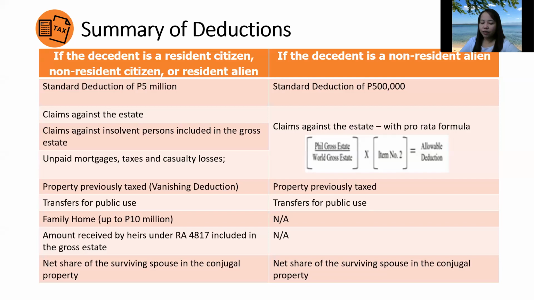Let's enumerate again. It is received by the heirs from the decedent's employer. It is received as a consequence of the death of the decedent employee. And the third one is that it is initially included as part of the gross estate of the employee. Okay, did you get that? So for the share of the surviving spouse in the conjugal property, because it is conjugal, it is computed at 50% because it is assumed that both spouses worked for that property at the time of their marriage. So it is computed as 50% of the entire conjugal property of the spouses.